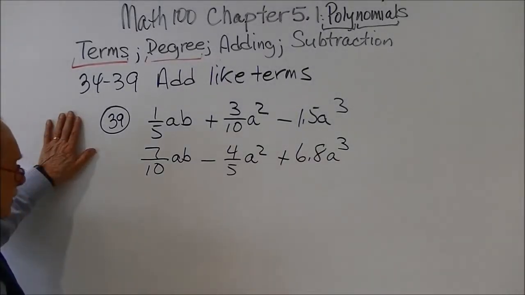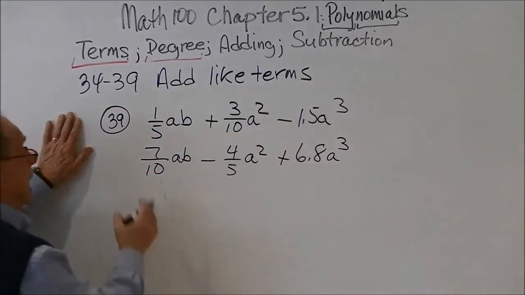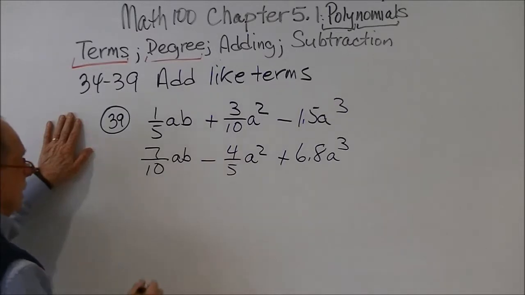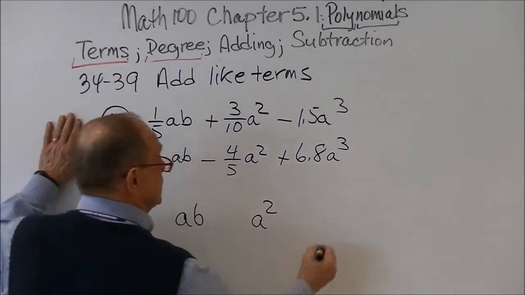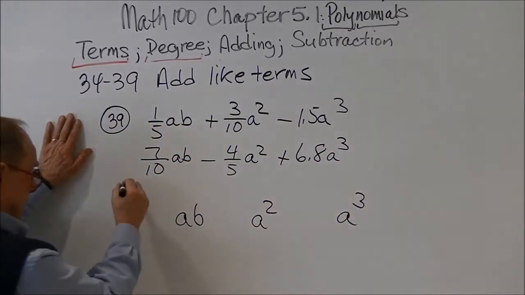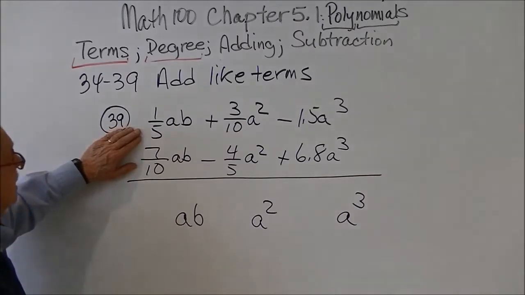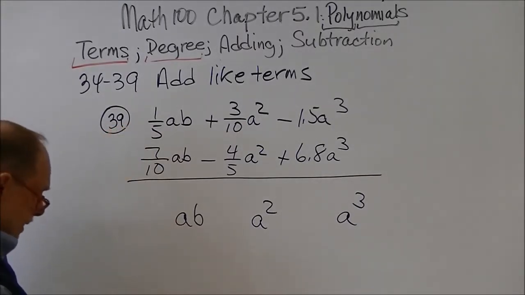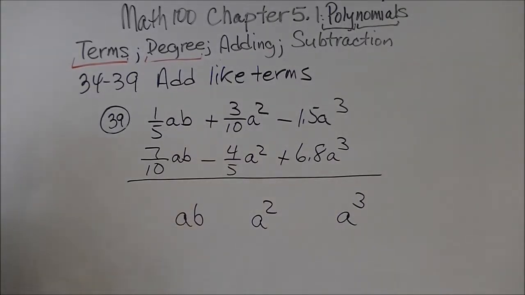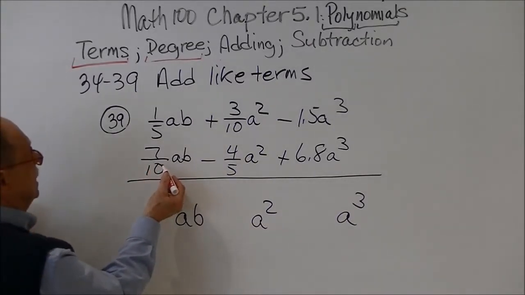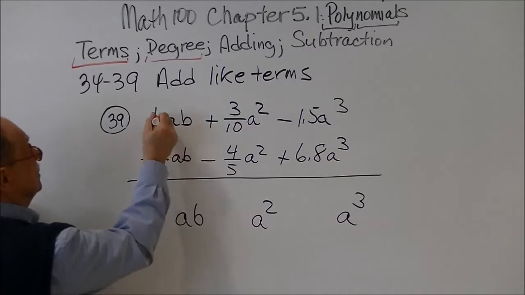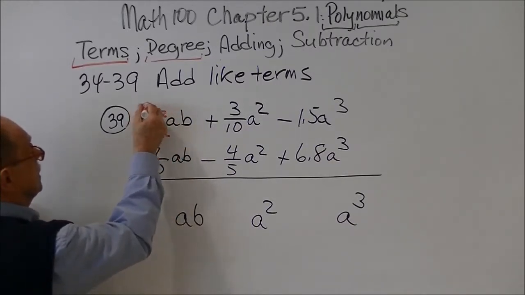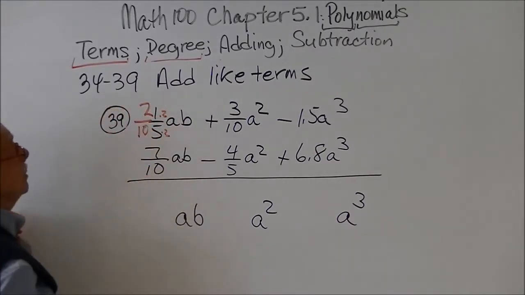Okay, number 39 I thought I'd do. This is a more challenging one. And instead of writing it horizontally as they have in the booklet, I wrote it vertically in like-term columns. So we know our answer here is going to be AB. This is going to be A squared. And this is going to be A to the third. Now we have to add up this part. And in order to do so, in some cases I have to have common denominators of my fractions. So what I need to do here is to make the 5 into a 10 by multiplying it by 2. So this now becomes 2 tenths. And now I can add them up.